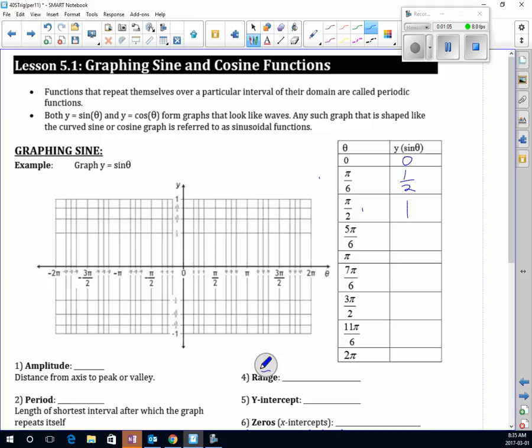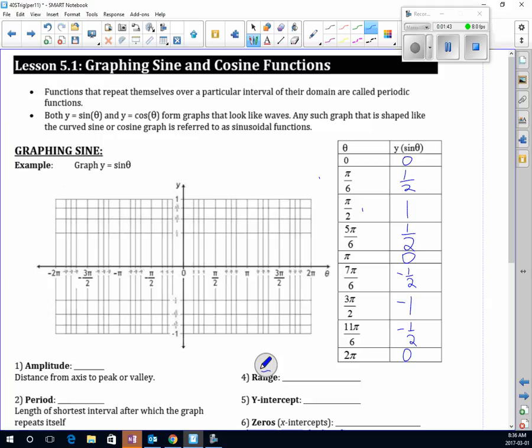5 pi over 6. One over 2, I heard, yes. Sine of pi. 0. Sine of 7 pi over 6. Negative 1/2, yes. Sine of 3 pi over 2. Negative 1. Sine of 11 pi over 6. Negative 1/2, yeah. Sine of 2 pi.